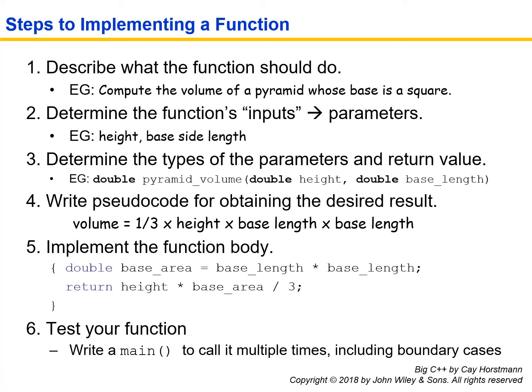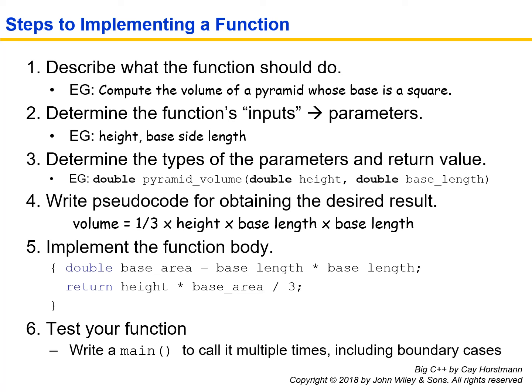So if you're going to write your own function, there are a few steps that you're ultimately going to take. You're going to describe what the function should do. You're going to determine the function's inputs. Computing the volume of a pyramid needs height and base side length, so those are going to become our parameters. You're going to analyze the types of the parameters. Height and base length might be fractions or decimals, so we'll create both of those as doubles. And you're going to examine the type of the return value. If we have fractional height and fractional base length, we might end up with fractional volume, so the return type should also be a double.